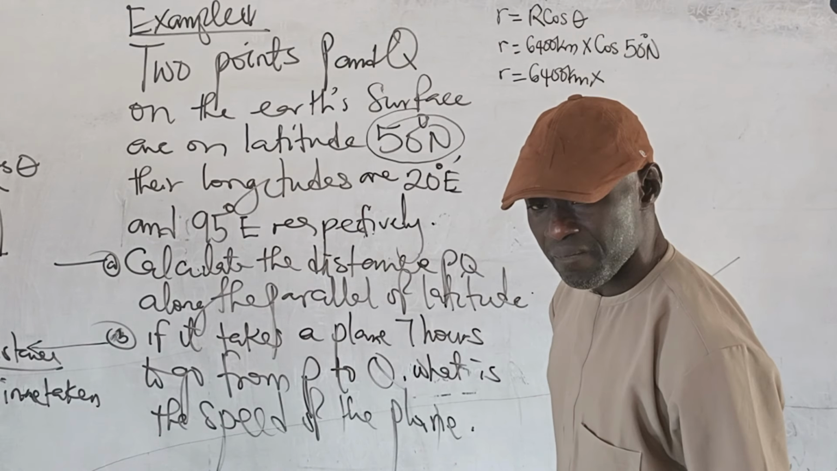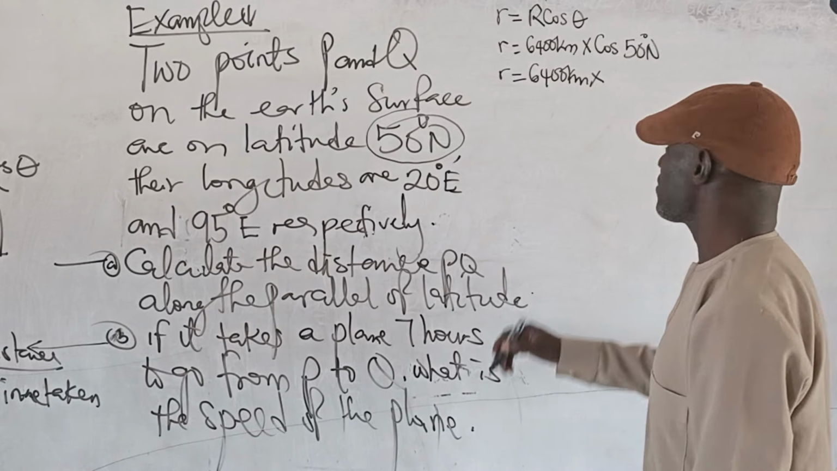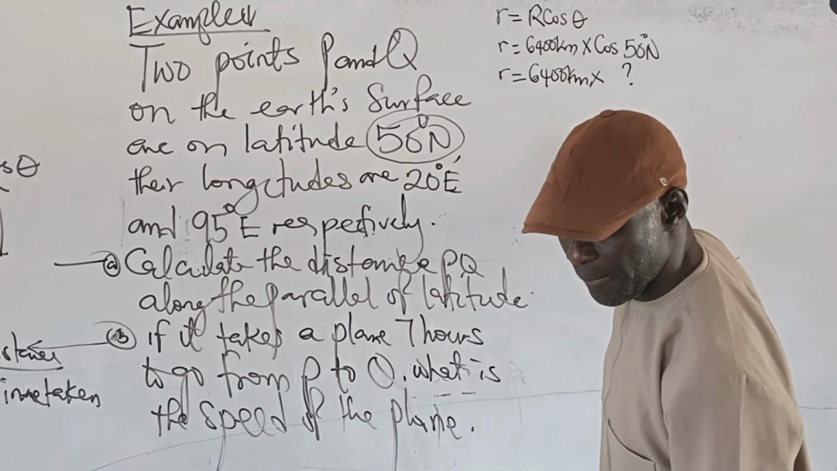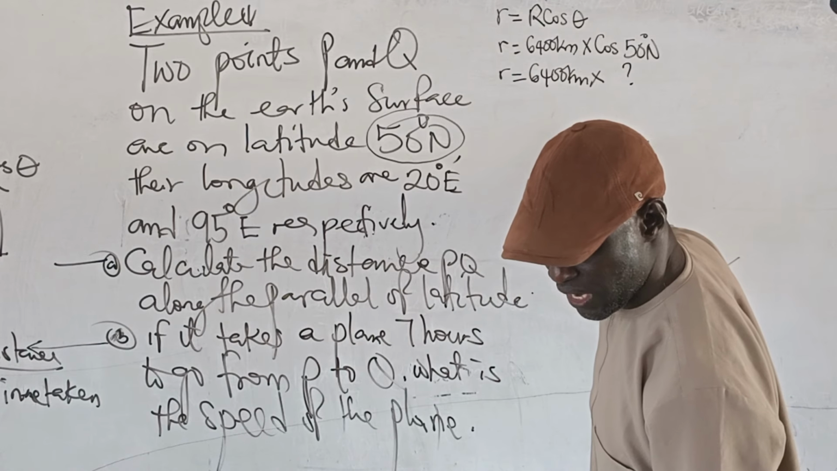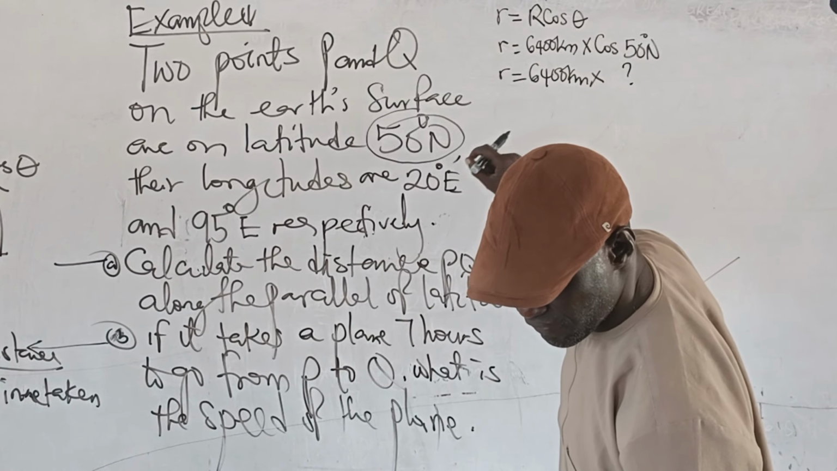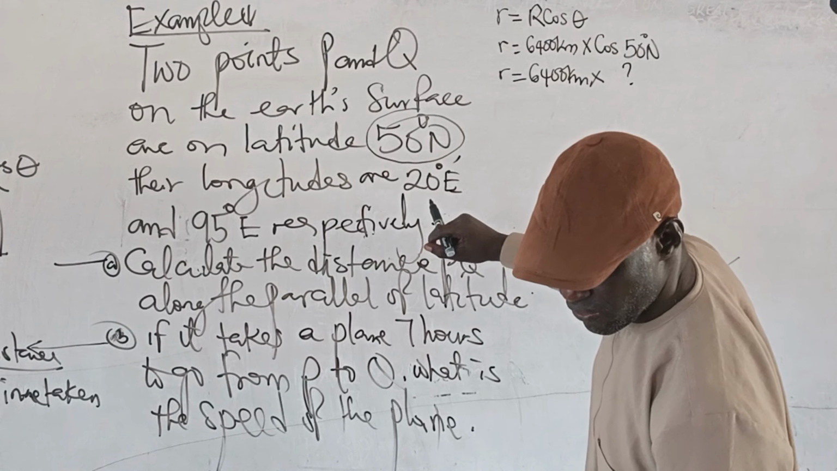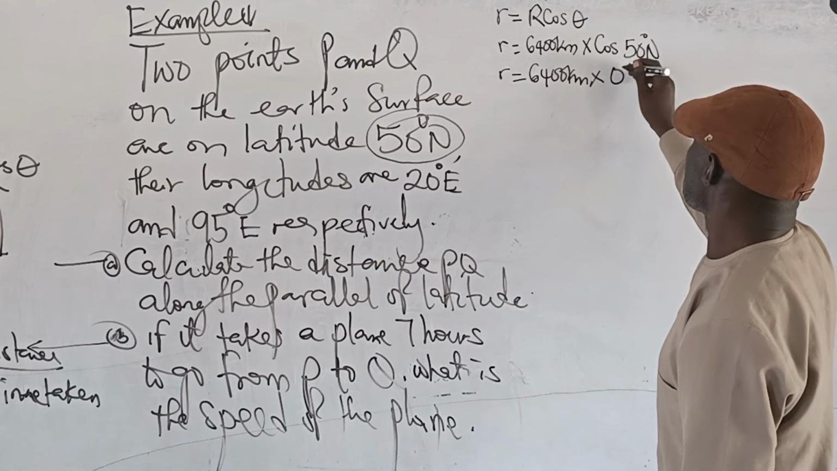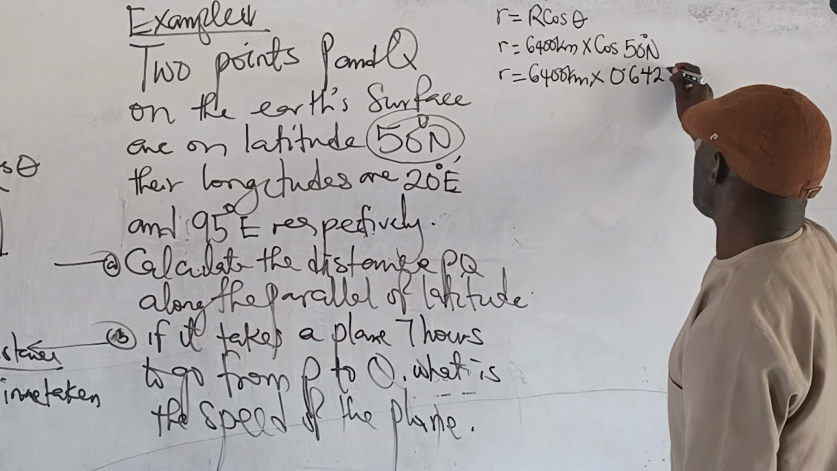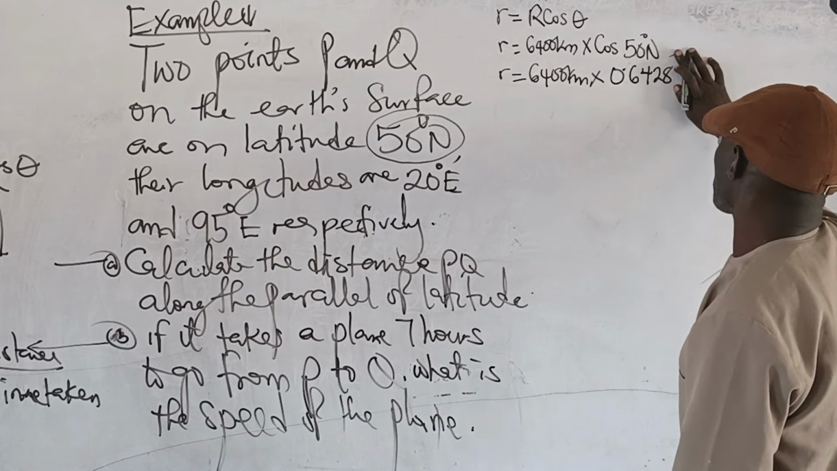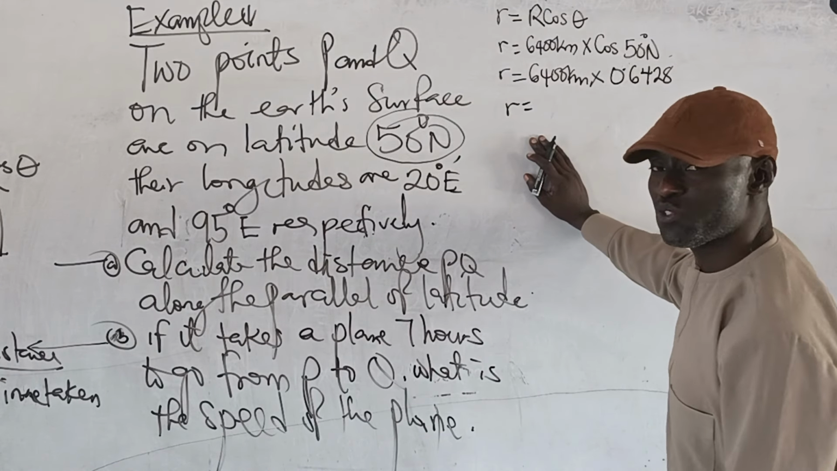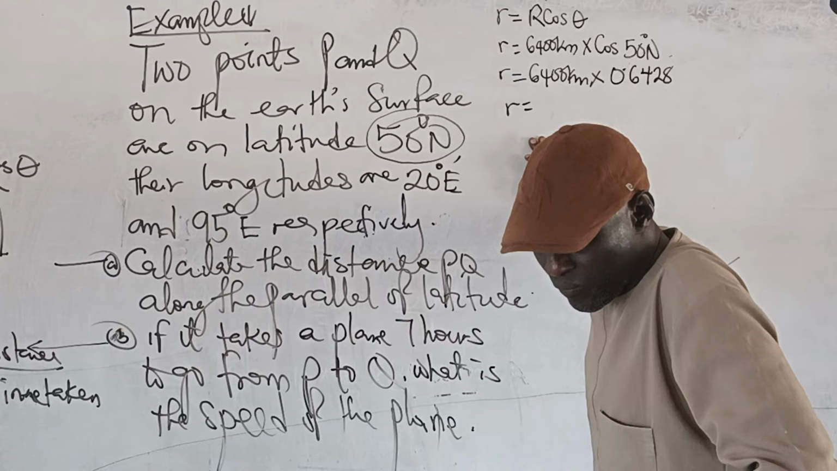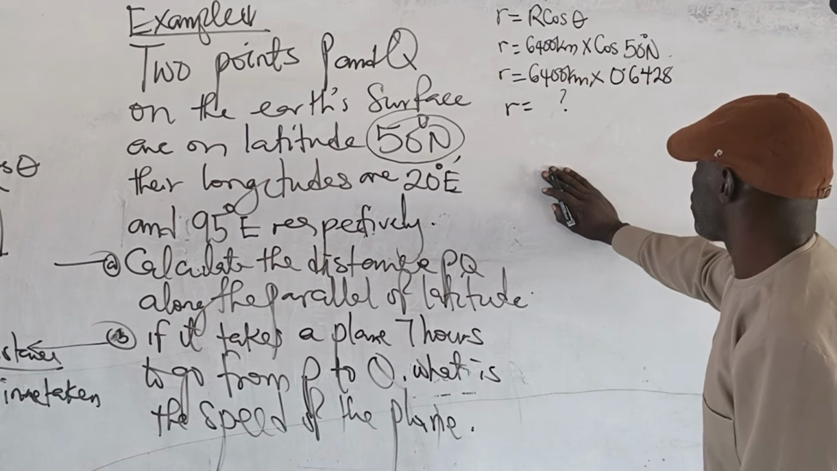Our cos 50 degrees, we are going to have 0.6428 for cos 50 degrees. So by the time you multiply them together, the result will now be, I'm coming back for the result.